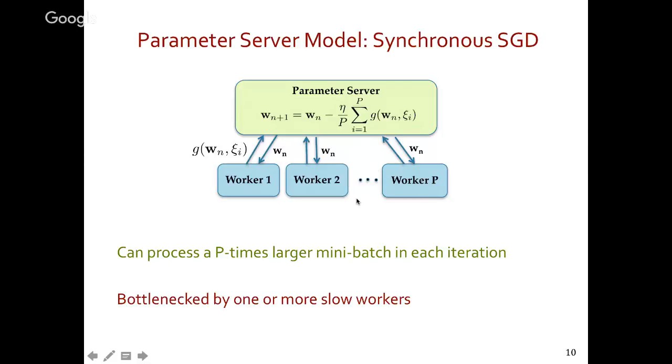But on the other hand, the disadvantage of this framework is that if any one of these worker nodes slows down, then that can bottleneck the entire training process. So the runtime per iteration is determined by the slowest of these workers. And that's why, although synchronous SGD does well in terms of error versus iterations convergence, the runtime per iteration can be pretty bad as the number of workers goes on increasing.